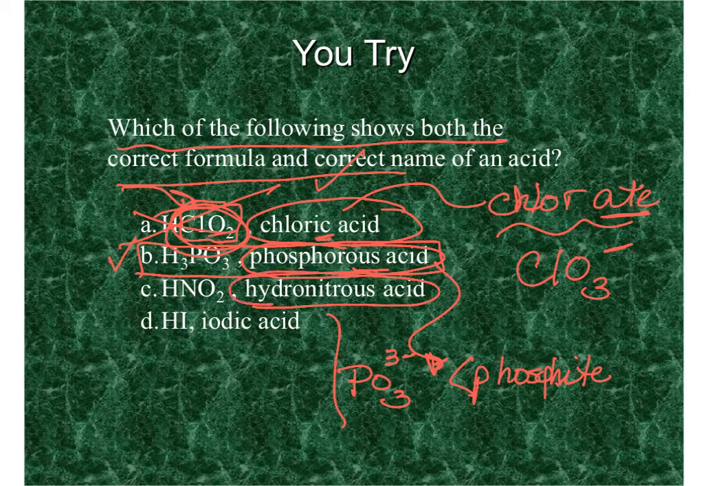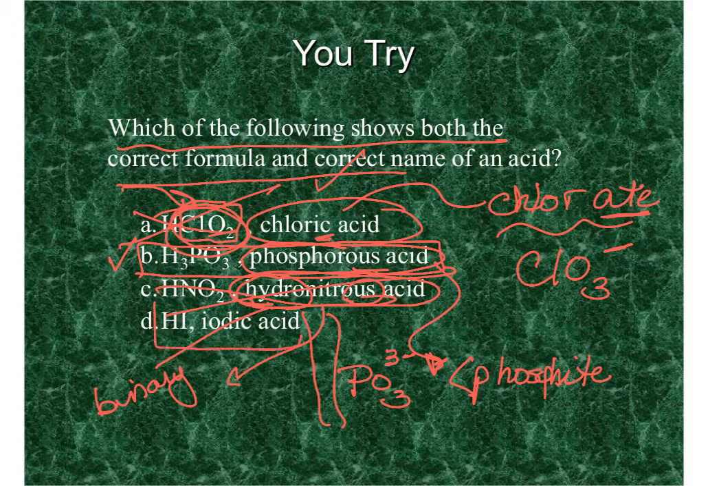Hydronitrous, okay, I immediately see an issue there. The hydro implies that it's binary, right? Only binary acids start with the hydro prefix, but the ous implies there's a polyatomic, okay? Polyatomics are never binary, they're always ternary, so that right away tells me that's an impossibility.